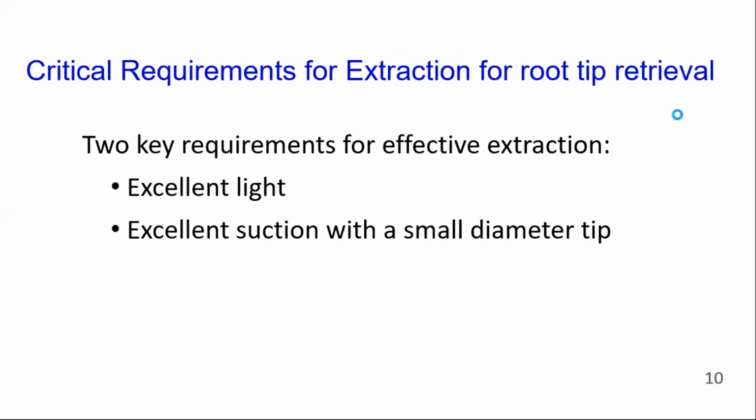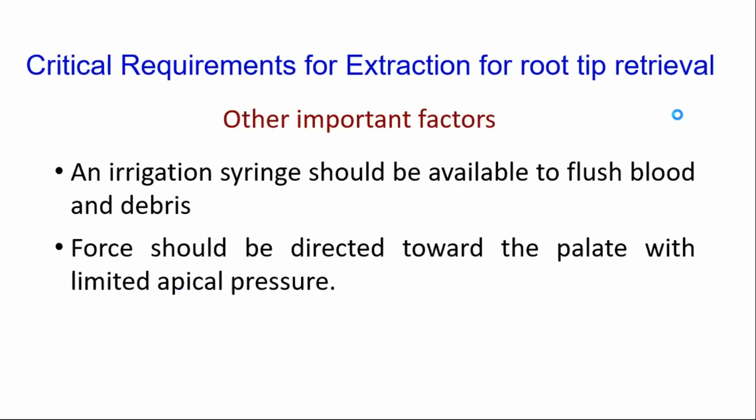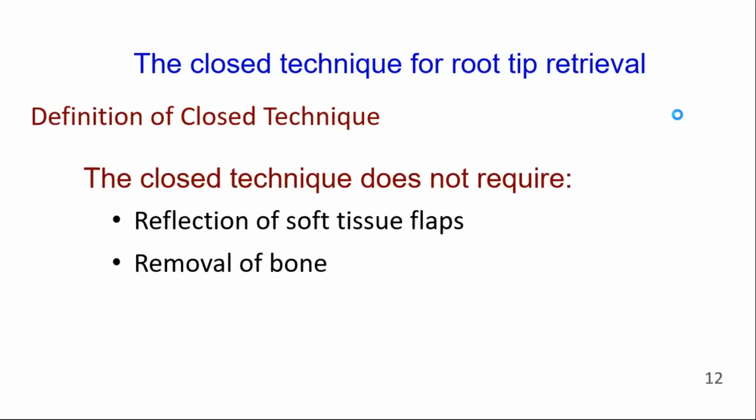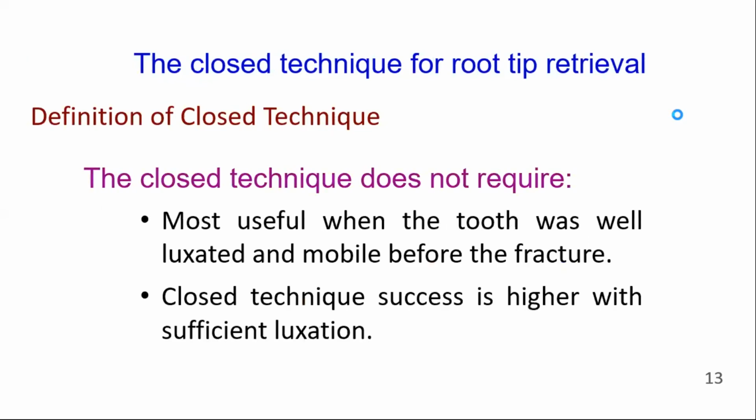So visualization is crucial for removing a small root tip fragment. It is also important to have an irrigation syringe to ensure the root tip is clearly visible by flushing out blood and debris. The close technique for root tip retrieval is defined as any technique that does not require reflection of soft tissue flaps and removal of bone. So the close technique avoids reflecting soft tissue flaps and removing bone, making it effective when the tooth is well luxated and mobile before fracture.